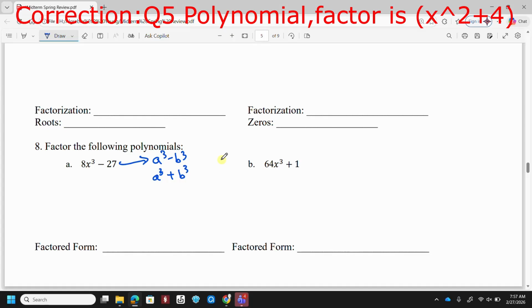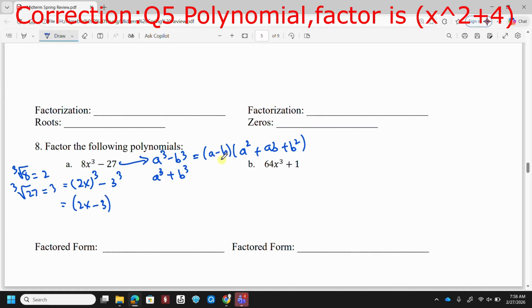So to get a, you take the cube root of 8, which is going to give you 2, and you take the cube root of 27, which is going to give you 3. Then you're going to rewrite this as 2x in the bracket cubed, minus 3 cubed. And then you're going to use the formula. It's on the formula sheet, so you don't have to memorize this, but it's a squared plus ab plus b squared.